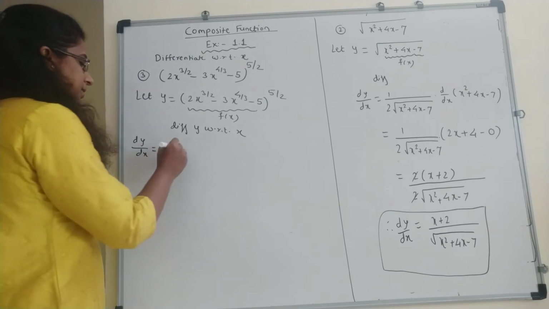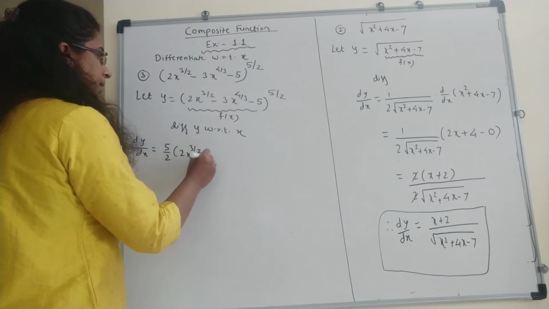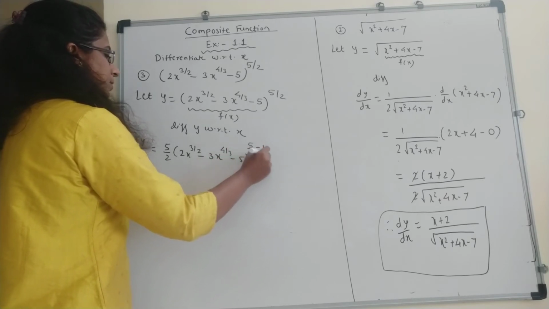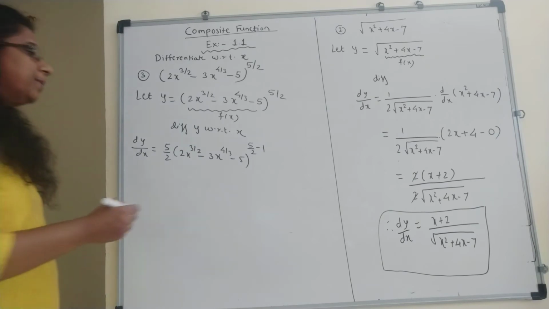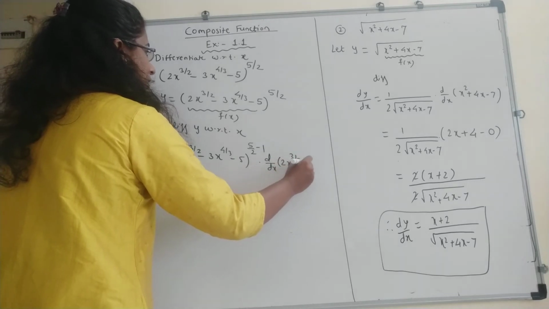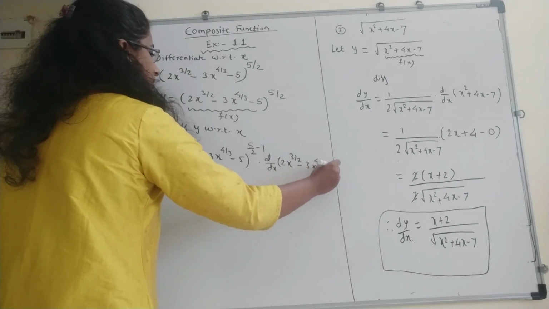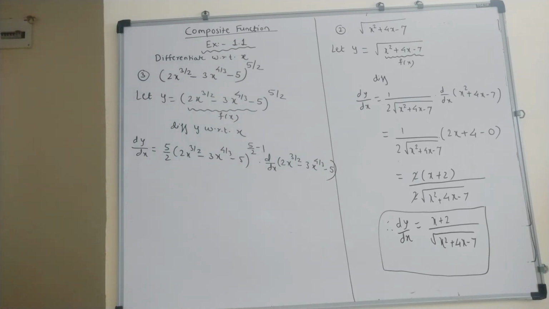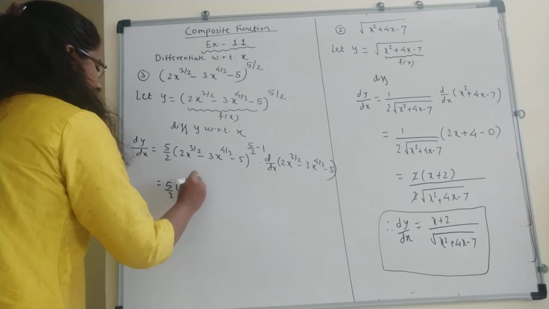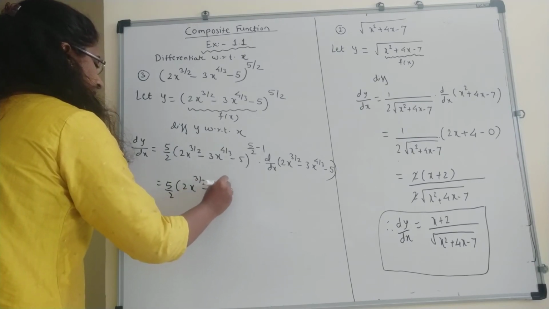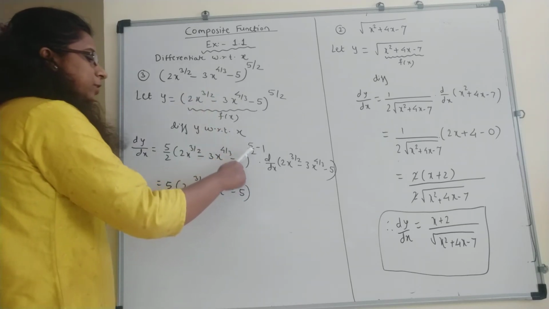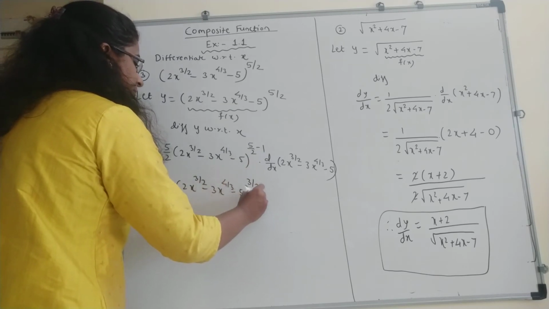n fx means this whole bracket, fx raised to n minus 1 multiplied by always the derivative of the inner function. So this term is now 5/2 times 2x raised to 3/2 minus 3x raised to 4/3 minus 5, bracket raised to, find out LCM, 5 minus 2, it is 3/2 inside the bracket.